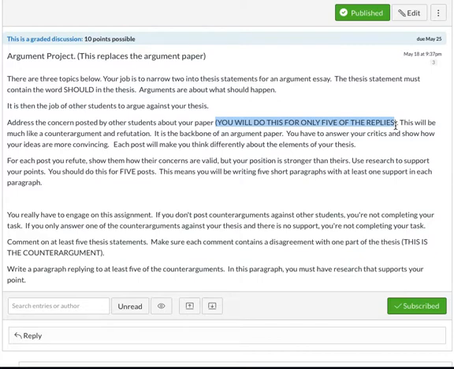Then my refutation has to come back in. I have to go back and prove his idea or her idea wrong. So I go in after the post challenging my thesis, and I find some information, some research, and I try to show him or her that she is wrong.